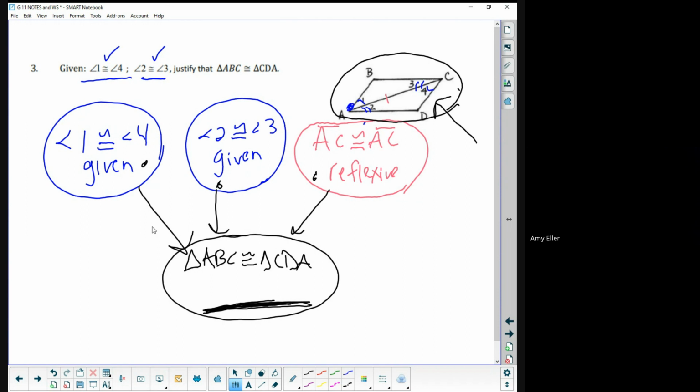So looking at my picture, what do I have 2 of? I have 2 angles. And that third thing, which is this side here, is it in the middle, touching both? Yes. So it has to be congruent by ASA.